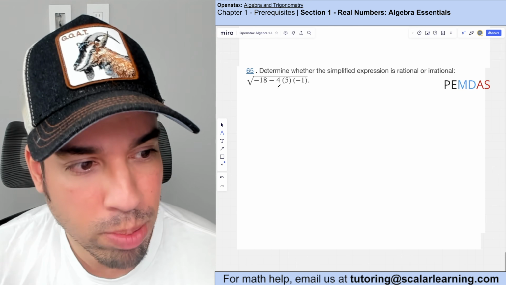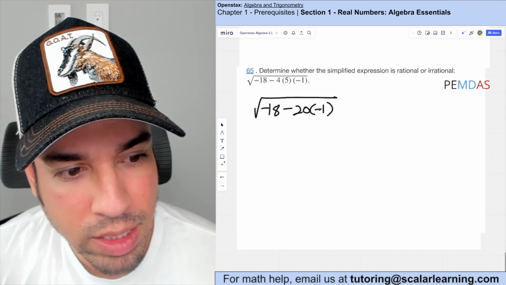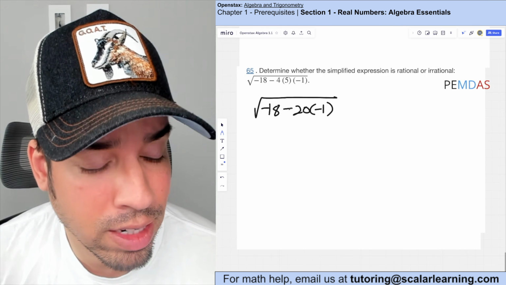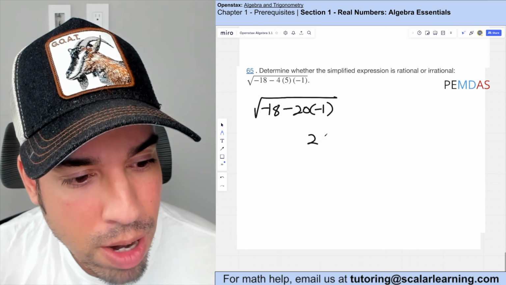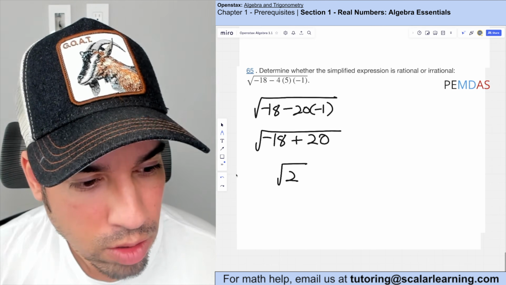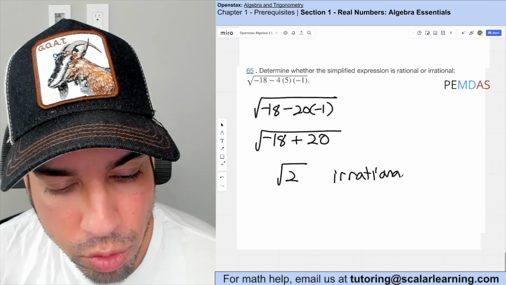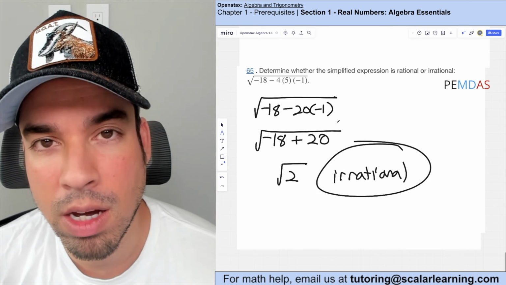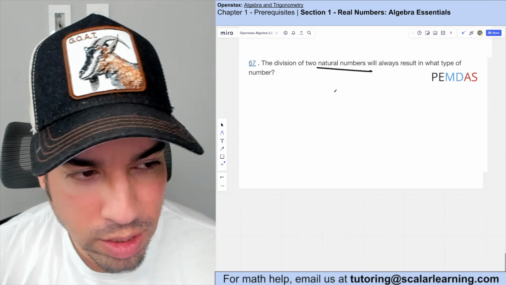So carrying out order of operations, we do 4 times 5 first, which is 20. Then we do that 20 times -1, but it's really a -20 because of that minus sign. So -20 times -1 is +20. And then I'm going to do -18 plus 20, which is 2. So since 2 is not a perfect square, the square root of 2, therefore, is irrational. Done.